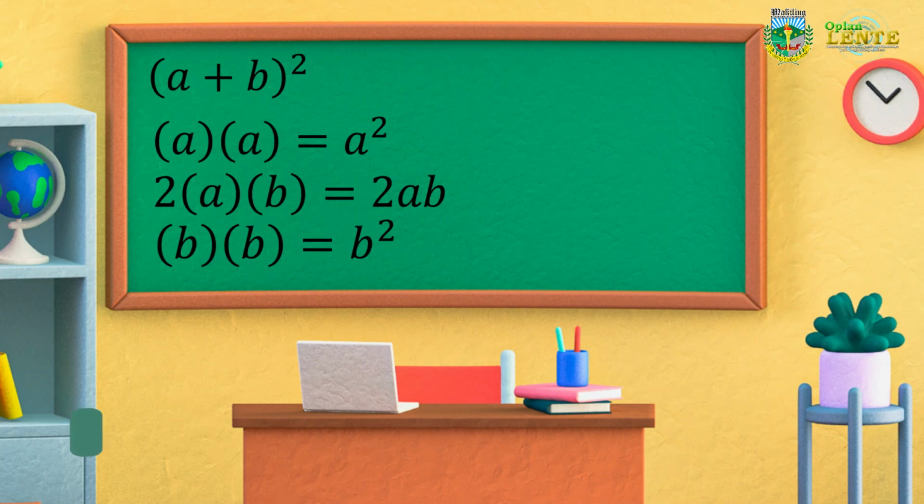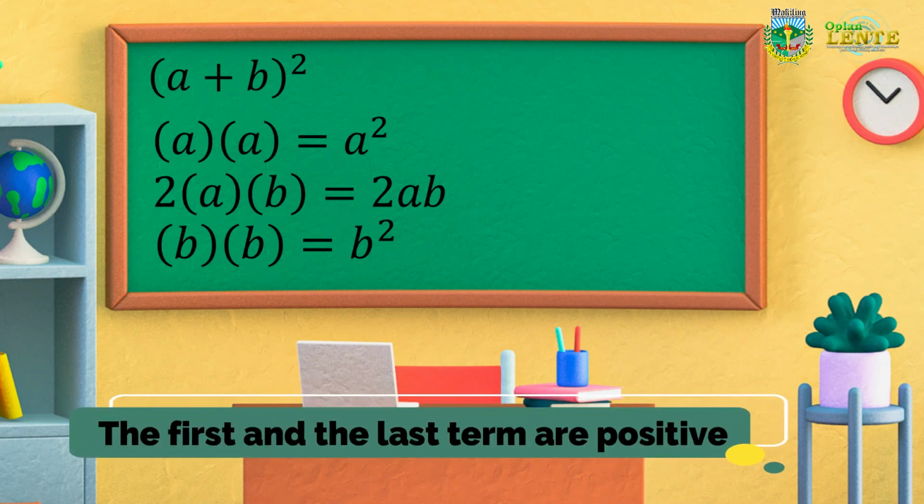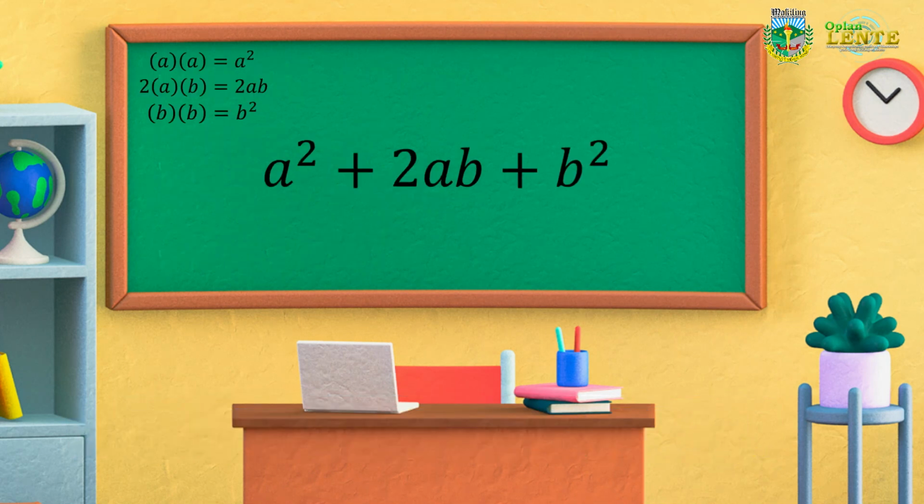The first and the last terms will always be positive. The middle term will have the same sign as the original binomial. Our final answer is a squared plus 2ab plus b squared.